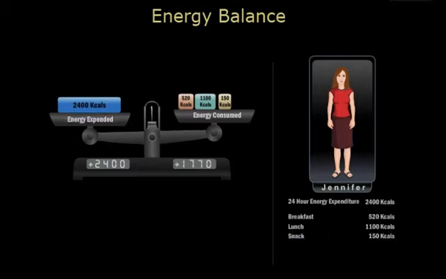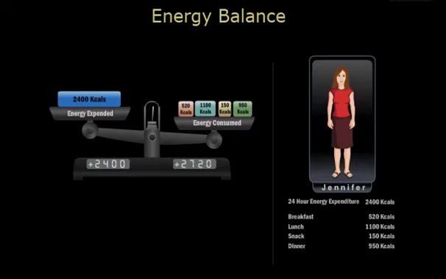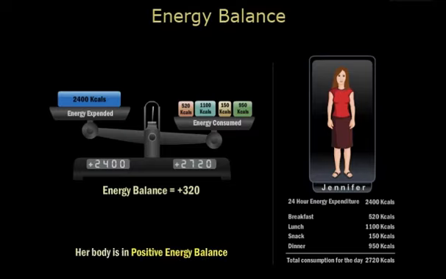For an afternoon snack, she consumes 150 kilocalories. At dinner time, Jennifer consumes 950 kilocalories. Her total consumption for the day is 2,720 kilocalories. Jennifer has consumed more energy than she has expended, so she has an energy imbalance of plus 320 kilocalories. This is also stated as a positive energy balance.